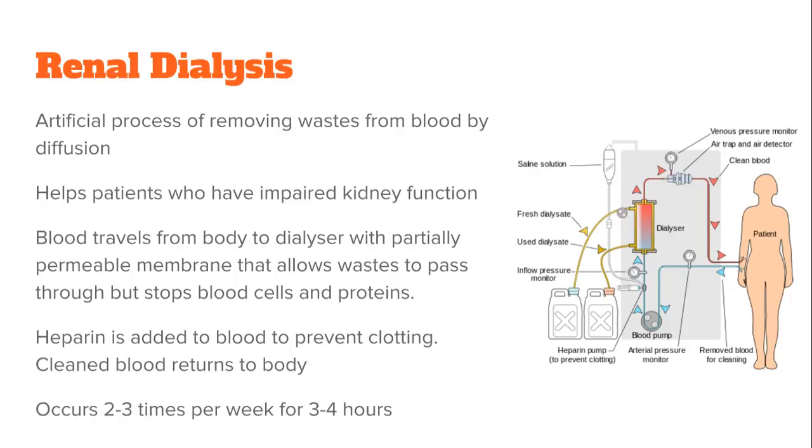So here we see the patient is hooked up to a machine called a dialyzer, and blood from the patient's body travels to the dialyzer, which has a semi-permeable, a partially permeable membrane, similar to the permeability we see in our nephron, and allows waste to pass out of our body, but it makes sure that none of our blood cells or proteins, just like it would in the nephron, leave our body. For this process to occur, heparin, which is a chemical, has to be added to the blood to prevent any clotting as the blood travels through the machine. The blood that is cleaned then returns to the body.